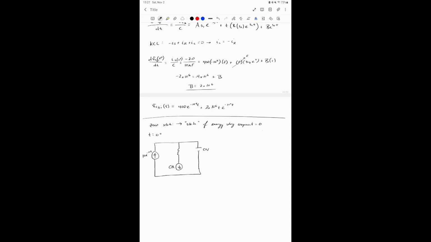So let's do a little bit of circuit analysis right here. So now we have VC of 0 plus. Let's write VC of 0 state, 0 plus, is equal to 0. We have IL of 0 state of 0 plus is equal to 0, right? And then we do have an R, well, this is still 20 ohms.